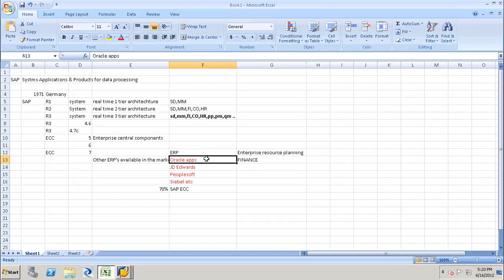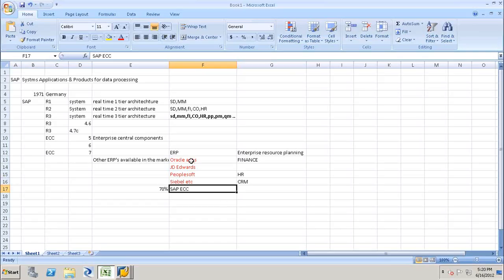If I talk about only HR, forgetting about the integration part, PeopleSoft is the best. If I talk about customer relationship management, then Siebel is the best. Like that, if I talk about individual business processes, these have their own importance. But when we talk about integration, the answer will be SAP ECC. So these all will be integrated in this SAP ECC.